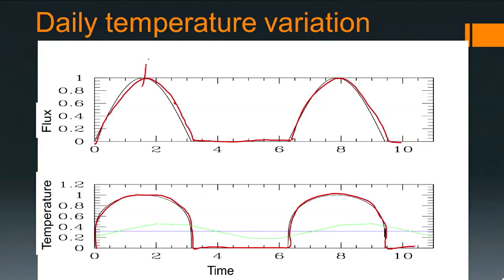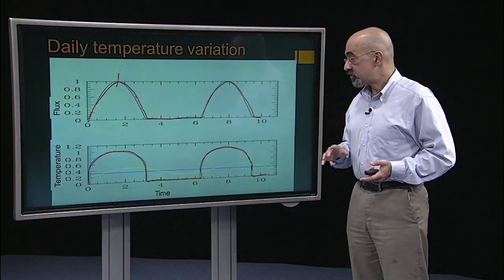And at some level, it's a good description of being out in the desert. Those of you who've been out in the desert know that it can get very hot in the daytime, but also very cold at night. That's because it doesn't take that much energy to heat up that land surface.